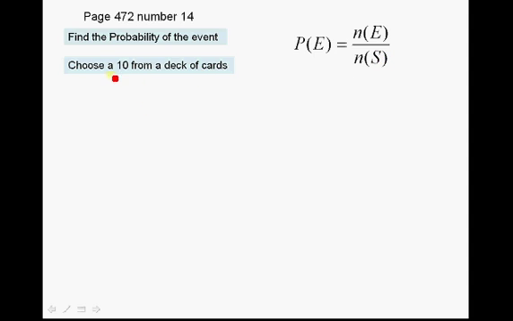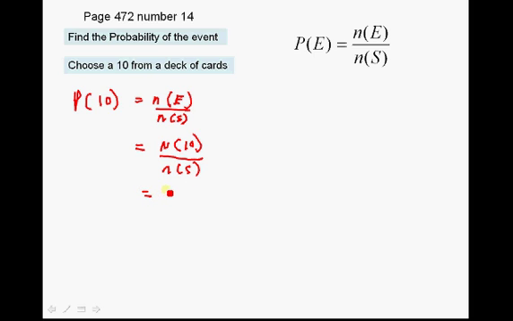So let's identify these pieces here. We need to find the probability of a 10, and the number of events over the sample number. We just have to keep filling these in. Well, we have 10 over the sample number. How many cards are in a deck? Well, we know there are 52 cards in a deck. So the whole sample that you could choose from is 52.